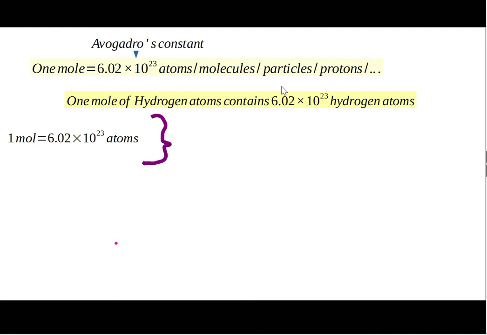Particles, what is a particle? A particle is either an atom, a molecule, anything. We are made up of particles. So in some books you are going to see atoms, in some books molecules, or particles.